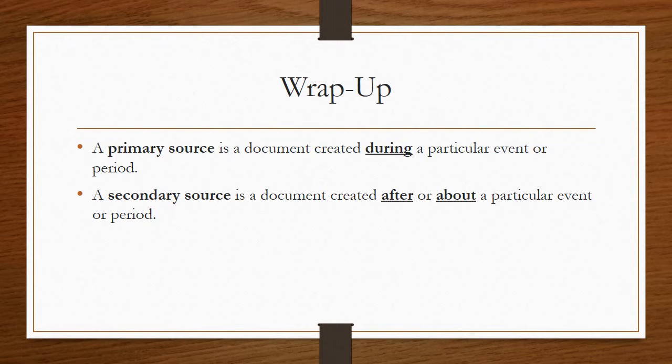Wrap up. So today we learned the difference between a primary and secondary source. A primary source is a document created during a particular event or period, whereas a secondary source is a document that's created after or about a particular event or period.